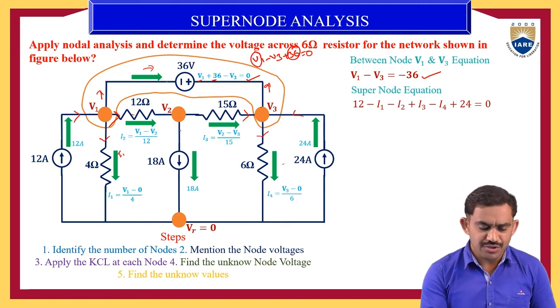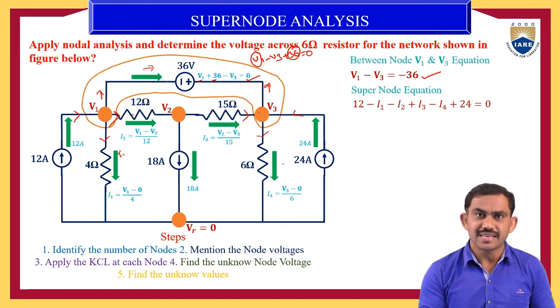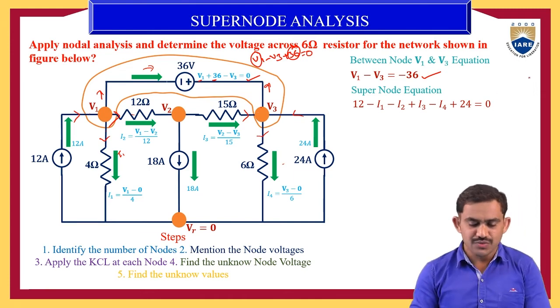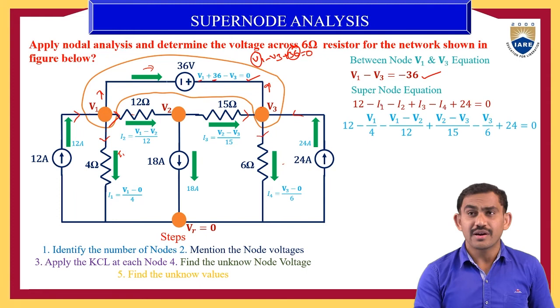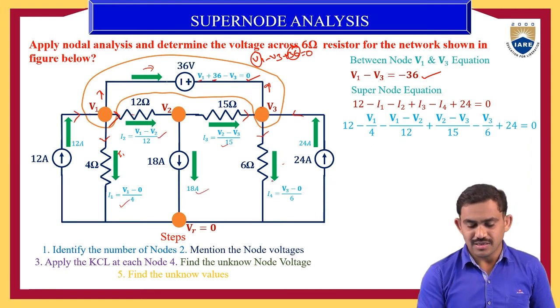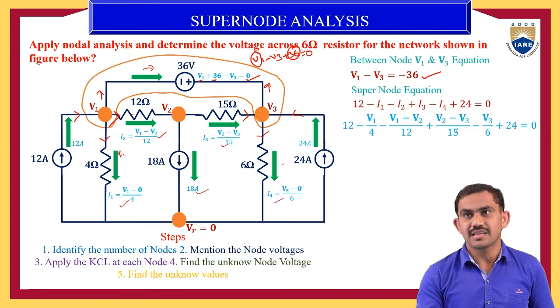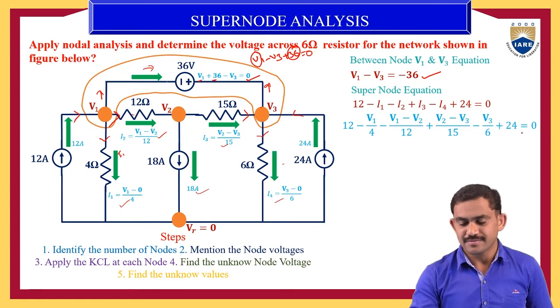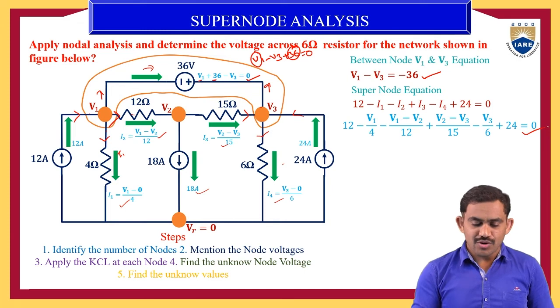Then go for the V2 equation. V1 and V3 are completed, as both are in the super node, so we completed that equation. Just substitute those values: I1 is nothing but V1 by 4 and I2 is nothing but V1 minus V2 by 12. So this is your I2 value and this is I1 value, I3 value, I4 value. Just substitute in that equation, and you'll get one equation here.